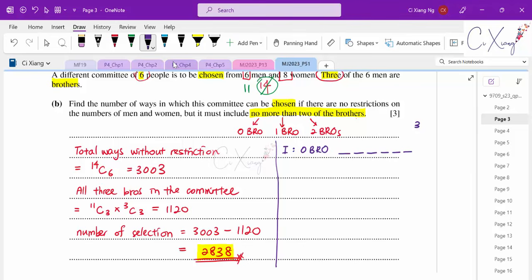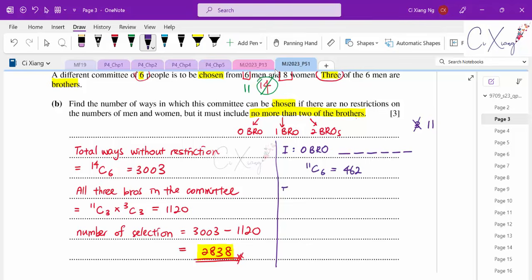Since I want to ensure that the 3 brothers are not in the committee, I have to exclude them from the total number being chosen. Therefore, my total number of persons that can be chosen is 11. So from the 11 persons, I want to choose 6 of them to form the committee. Therefore, the very first case is 11C6. I'm having 462 as the first case.